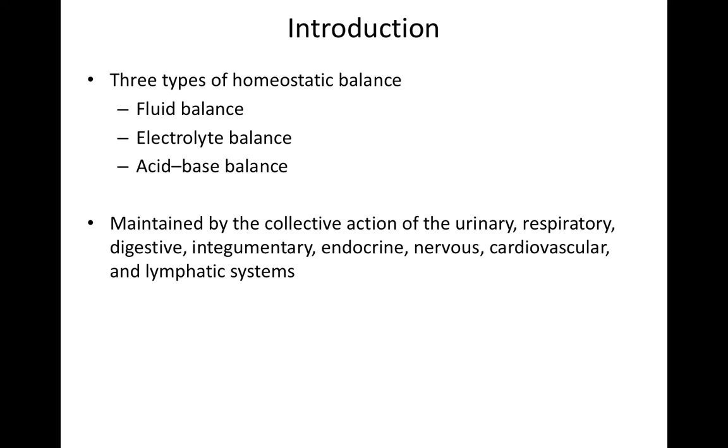So there's multiple systems involved here. We've got the urinary system, obviously, the respiratory system, digestive, which we haven't gotten to yet, integumentary, endocrine, nervous, cardio, and lymphatic. So pretty much all of the systems aside from the reproductive system and the musculoskeletal system are involved, at least in maintaining homeostasis. And even those actually, the muscles and the bones particularly in terms of electrolyte balance, can come into play, but these systems are the primary systems.